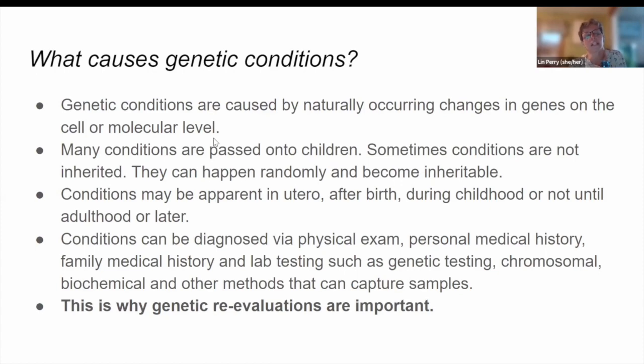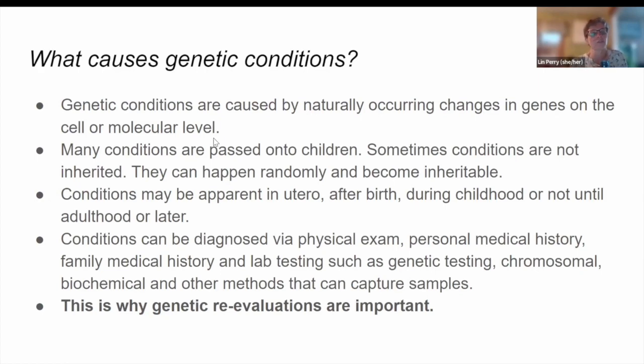Many conditions are passed on to children. Some of them, you would have to have two parents that have the genetic code for that, such as sickle cell anemia or cystic fibrosis. Otherwise, if only one parent is a carrier and the other parent isn't, that child does not get that condition. Or in my case, my kids have an X-linked chromosome issue with a connective tissue disorder that they got from me. So my husband's DNA had nothing to do with it.